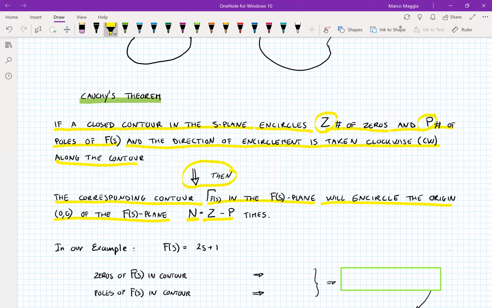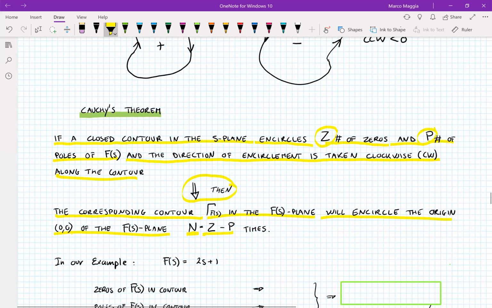So this says that if we pick a contour in the S-plane, and let's always pick it so that the direction of rotation is clockwise, depending on how many zeros and or poles of the transfer function that functions as a map we encircle, then we're going to know how many times the origin of the transformed complex plane will be encircled, and also in which direction.